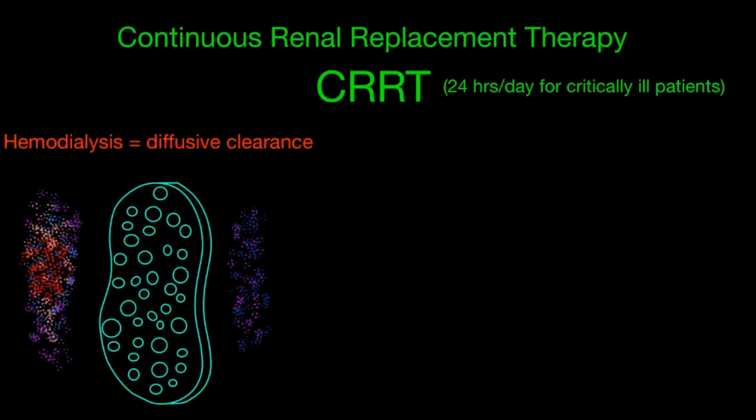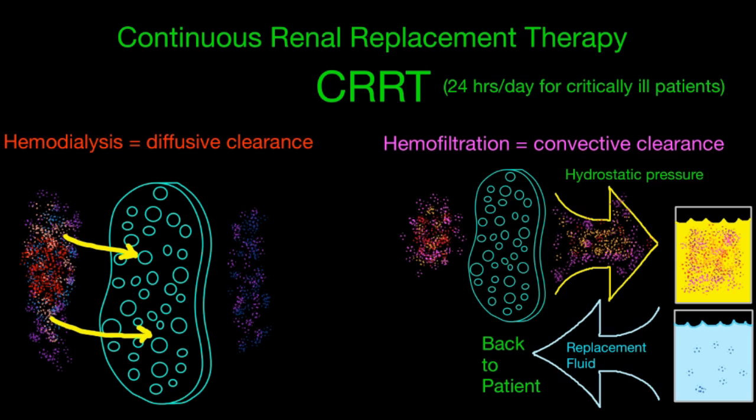Just to recap, hemodialysis refers to diffusive clearance of solutes and toxins, and typically most CRRT machines have the ability to do hemodialysis, which is where we're just putting the patient's plasma with all the solutes on one side. They move across the semi-permeable membrane to the dialysate on the other side. Most CRRT machines are able to do hemodialysis. In addition, some CRRT machines are also able to do something called hemofiltration, which is clearance of solutes by convection.